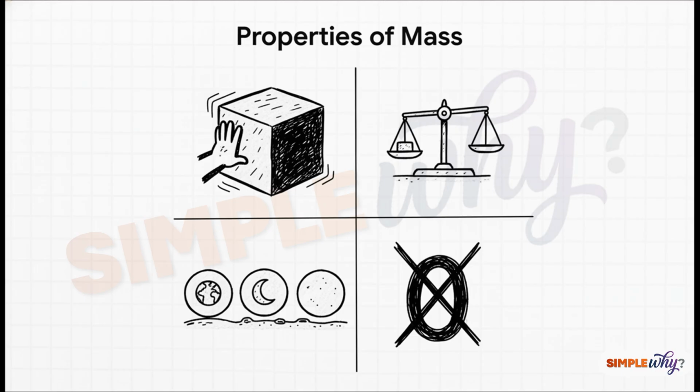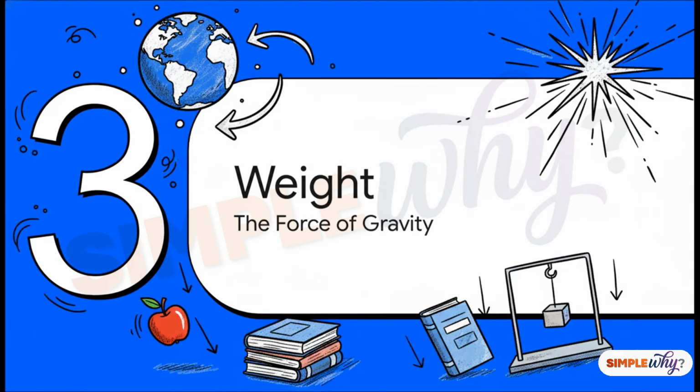But listen up, because this is the most important part. An object's mass is always constant. It never ever changes, no matter where you go. Your mass is the exact same on Earth as it is on the moon or even floating out in deep space. And last but not least, if an object exists, it has to have mass. It can't be zero.